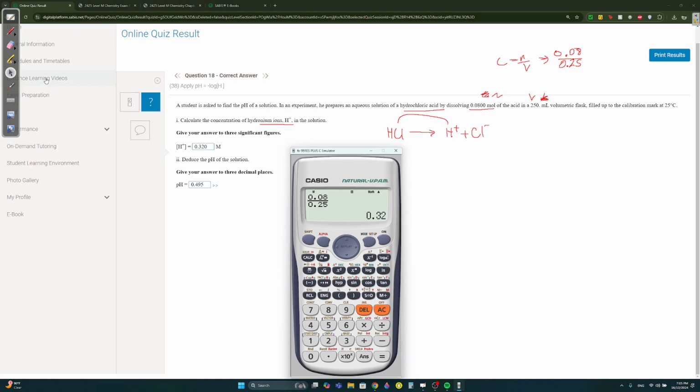Right? Okay. Deduce pH. pH is equal to minus log base 10 of the concentration of H plus. People use just minus log of H plus, which I think is the same. But I use log base 10. I honestly don't know why, but hey, my brain is convinced this is the only way to do it, so I'm just going to do it this way. To 3 decimal places, you get 0.495.